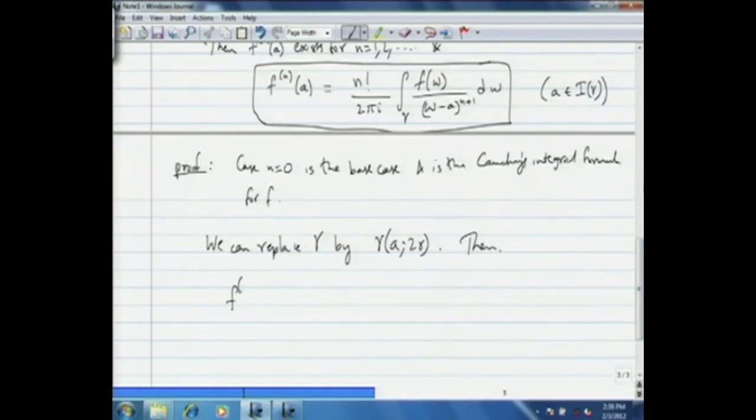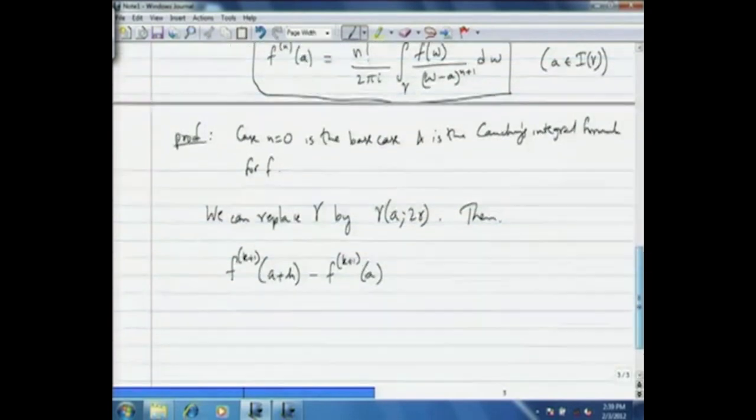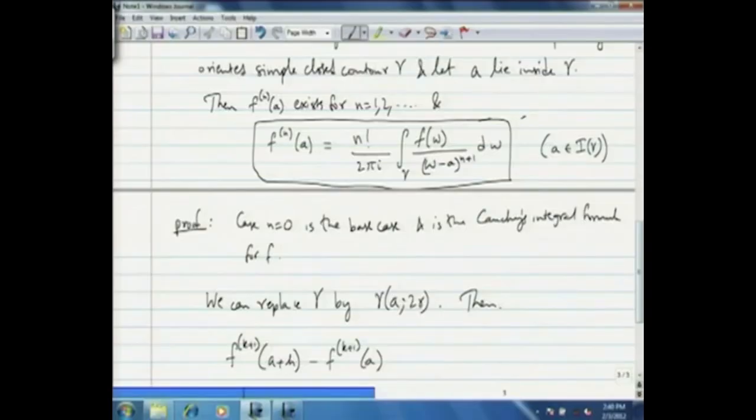And then we estimate the k plus 1th derivative of f at a plus h minus the k plus 1th derivative of f at a. So, we calculate this expression. By the way, we already showed that f has derivatives of all orders. So, firstly, assume that the formula in the box works up to k. We are going to prove this by mathematical induction. The case n equals 0 is Cauchy's integral formula, and we assume that the statement is true up to k.